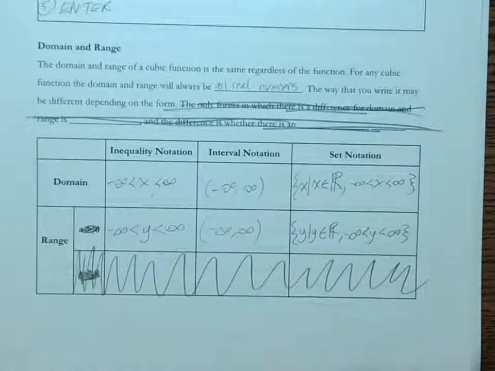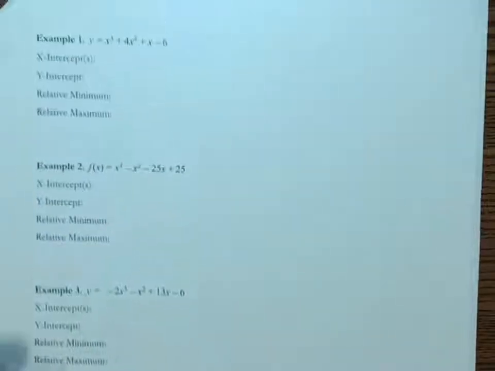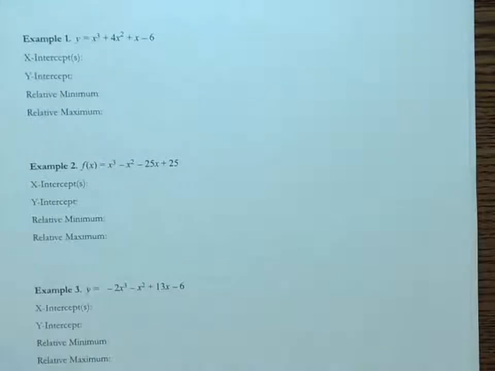So with domain and range, you're going to put those every time. And in fact, because they're the same every single time, in the notes we didn't bother with domain and range. We're just going to look at the intercepts and the relative minimums and maximums. So let's just do a few of these real quick. We're going to need our calculator.